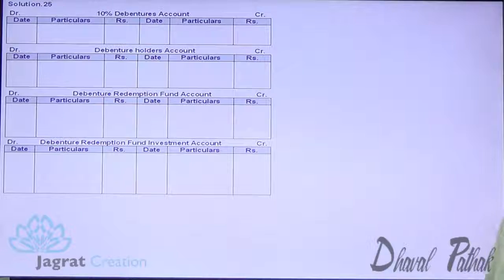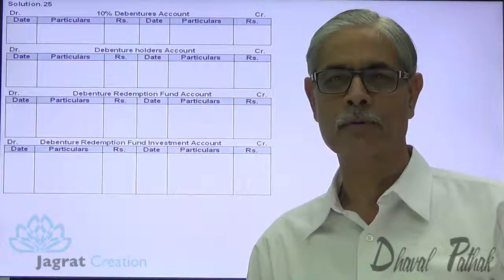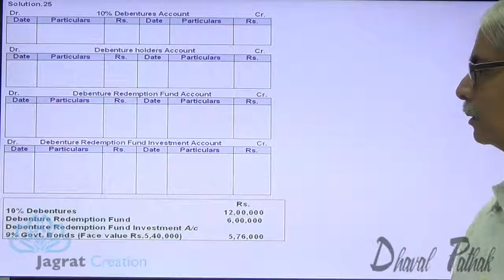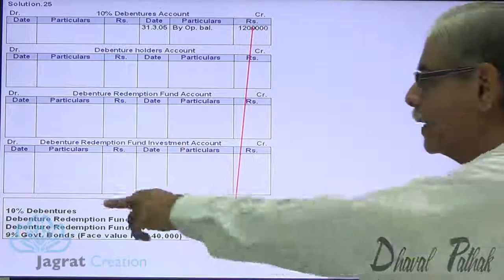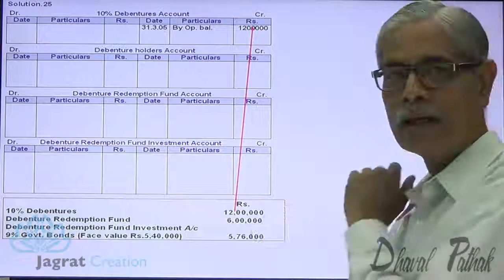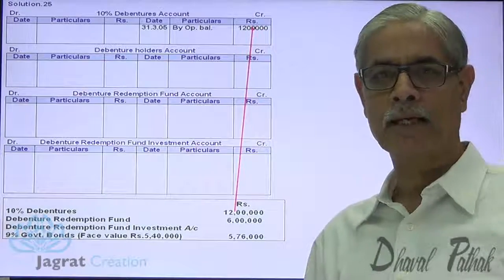The ledger accounts prepared are debenture account, debenture holders account, and redemption fund investment account. These are the balances given to me in the sum. Let me write down the balances. Debenture liability 12 lakhs. Liability has a credit balance. Write on the credit side opening balance 12 lakhs.